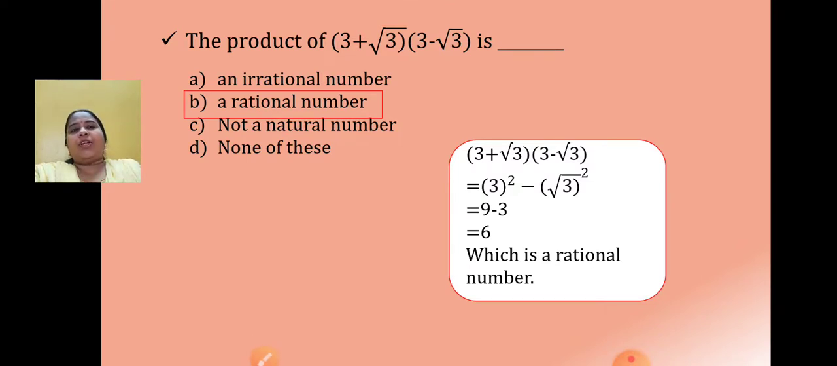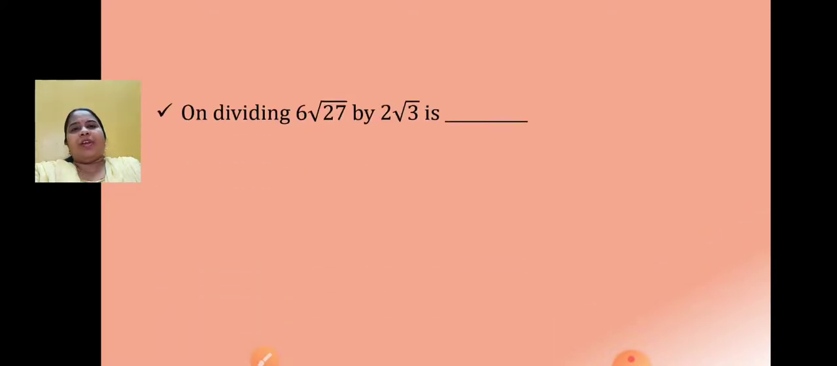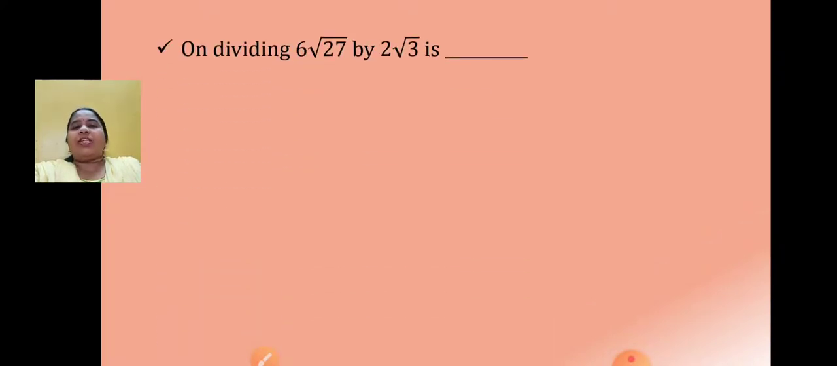I hope you have understood this. So this working is required when such type of questions are asked. It is again a 2-mark question that can be asked. I hope you are understanding it. Now see one sum on division. On dividing 6 root of 27 by 2 root 3, the answer will be dash. Options are 3 root 9, 6, 9, none of this.